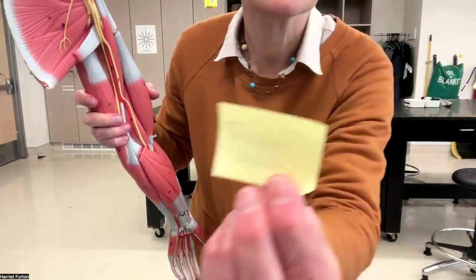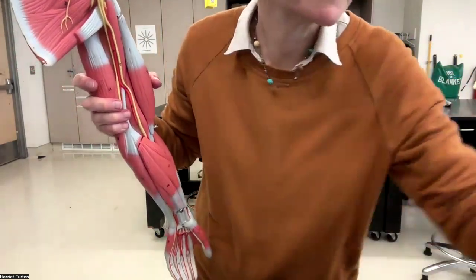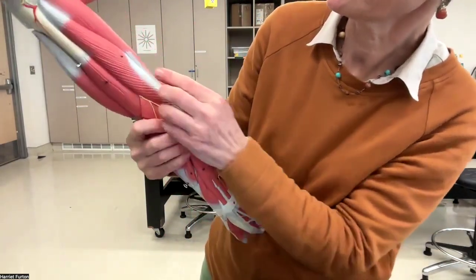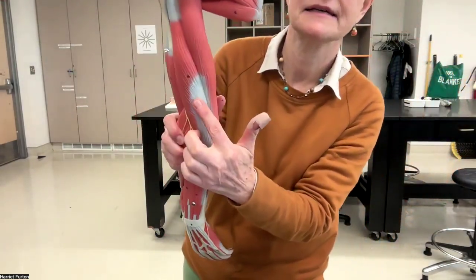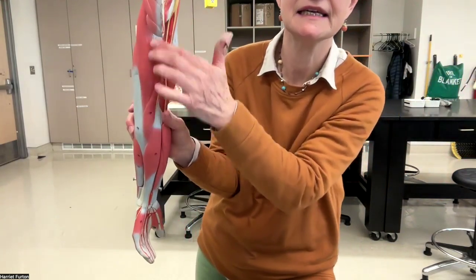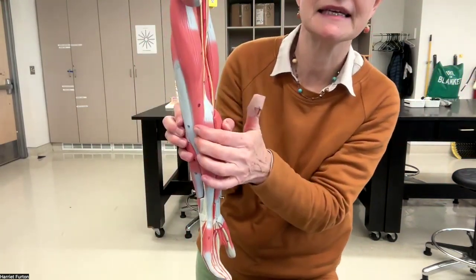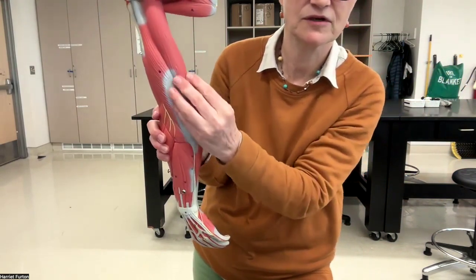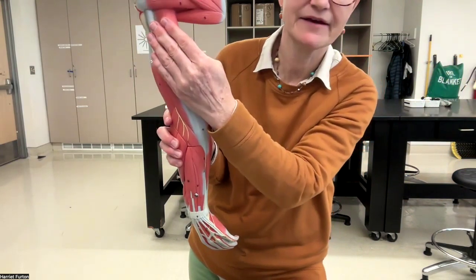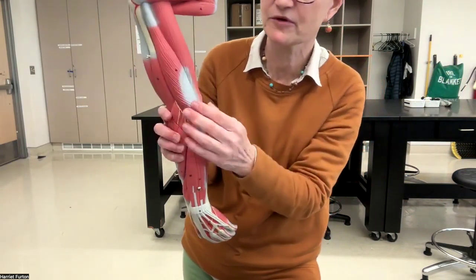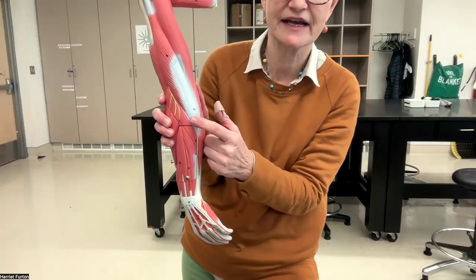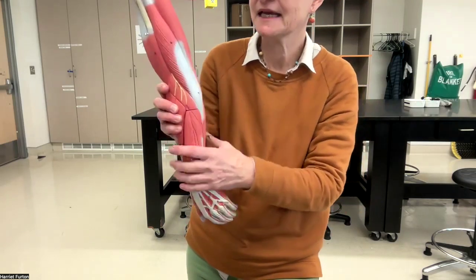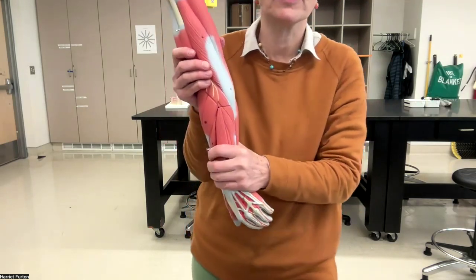Triceps brachii has 3 heads. Here is number 16, number 17, and number 18. These are the triceps. They attach to the posterior part of the humerus, and they end at the olecranon process on the elbow. It extends the arm.